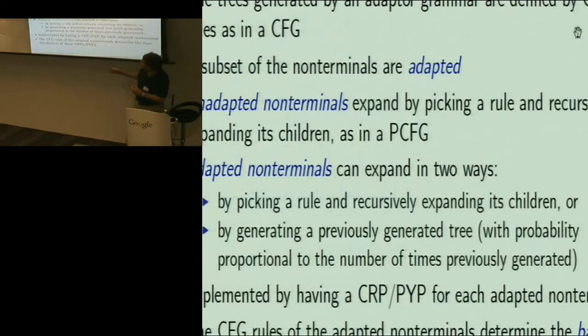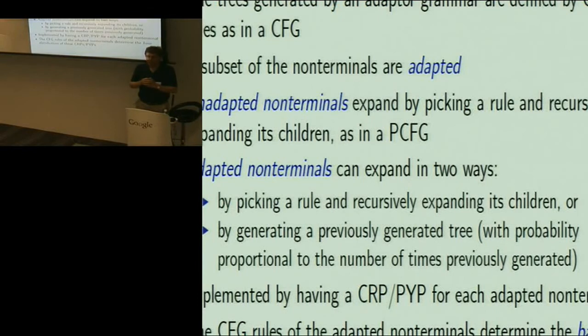So the informal description is that the trees generated by an adaptor grammar are the same as the ones that the base CFG generates. But you, as the designer of an adaptor grammar, need to identify some subset of non-terminals as adapted. The unadapted non-terminals expand just as in an ordinary PCFG. That is, you pick a rule proportional to its probability and rewrite the non-terminal.